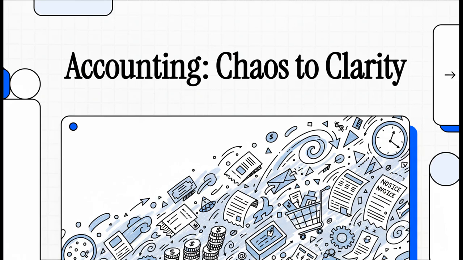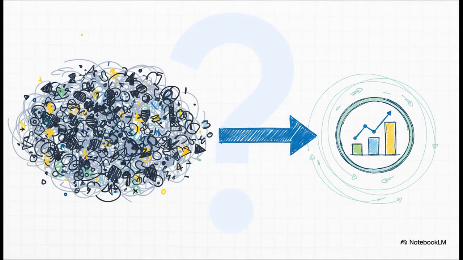All right, everyone. Let's think about a business for a moment. Any business. Every single day, it's just a whirlwind of activity, right? You've got sales being made, you've got invoices coming in, you're buying supplies, you're paying your employees. It's this constant, never-ending stream of financial information, a torrent of data that, if we're being honest, can feel like absolute chaos. So that brings us to the central question for today.